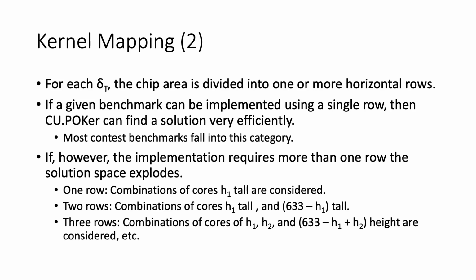Sometimes, though, a second row was required, and this is where they ran into a bit of a computational complexity problem. One row, h1 tall, everything's good, but if you have to split it into h1 tall and then the remainder of the space minus that, you have a whole lot of combinations to explore. If you need to go to three rows, it becomes even more computationally expensive.